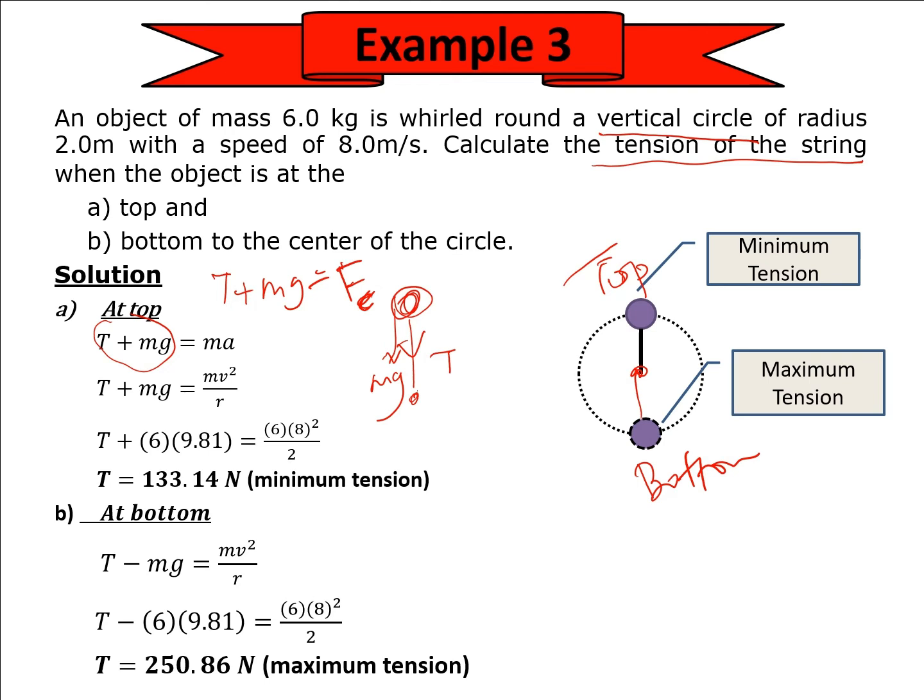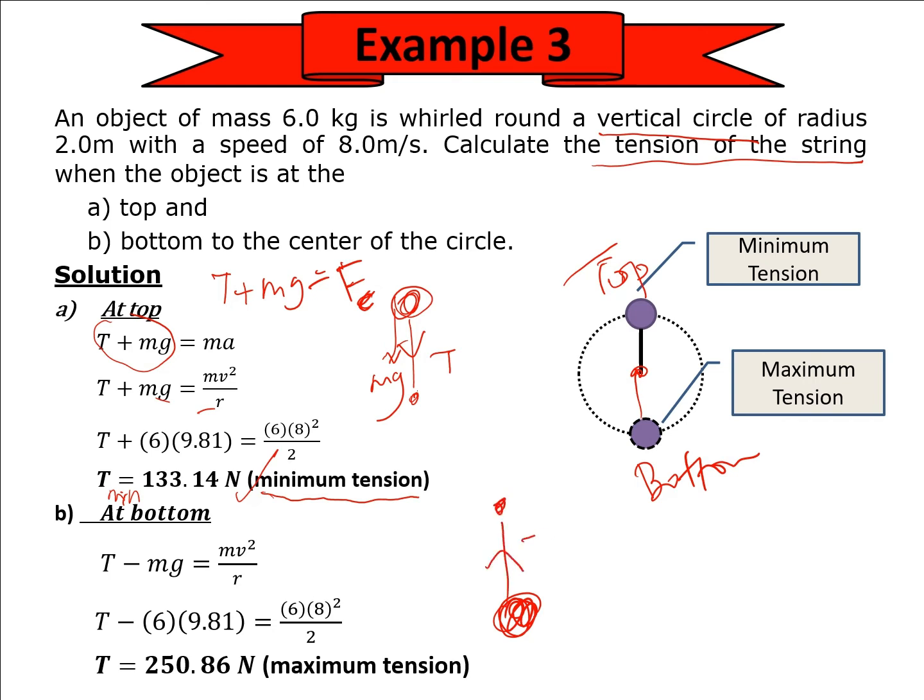So just substitute all of these. The values are all given. The radius is also given, 2 meters. Then you will get the tension. So you must remember, when it does a vertical circle and the object is at the top, the tension we get is the minimum tension. Okay, but if it is at the bottom, what will happen to its tension?